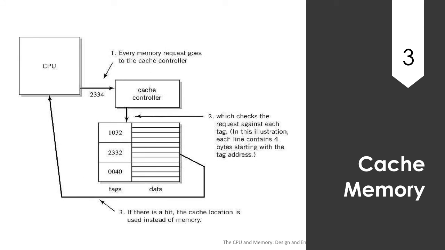This is an illustration of cache memory. The first action of using the cache memory is that every memory request goes to the cache controller. Then the cache controller checks the request against each tag. The tag is actually the memory address. And if there is a hit on a request from the CPU, the cache location is used instead of the memory.